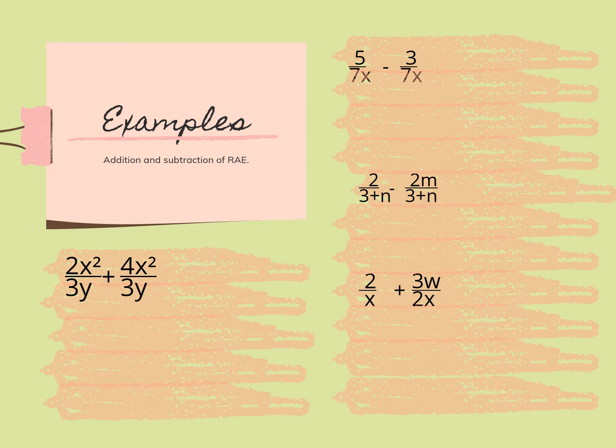So, here we have 4 examples and let's try to answer them by applying addition and subtraction of these rational algebraic expressions. For the first one, we have 2x squared over 3y and 4x squared over 3y, and they are being added. Obviously, they have a common denominator, so this is easy. What you need to do is to add the numerators. So, we have 2x squared plus 4x squared, all over 3y.